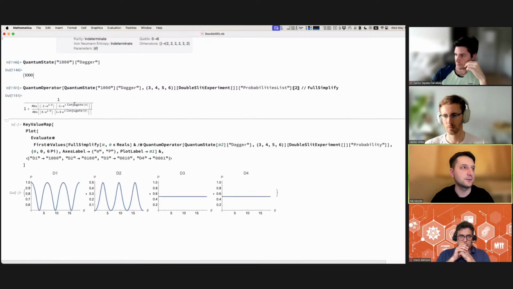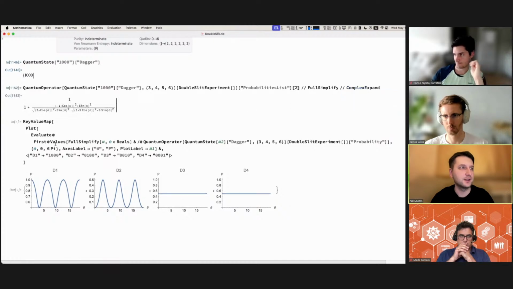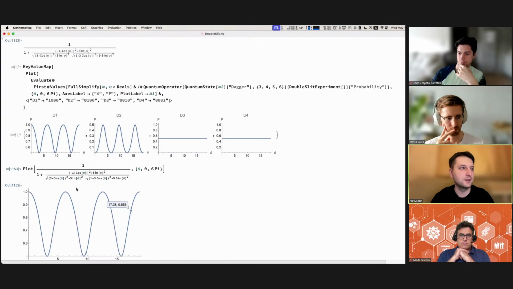Yeah, I think this is the picture you get. Assuming that you can simplify it further, I guess. Let's try to plot it. I think that's the picture you get here. What's the range? All right.